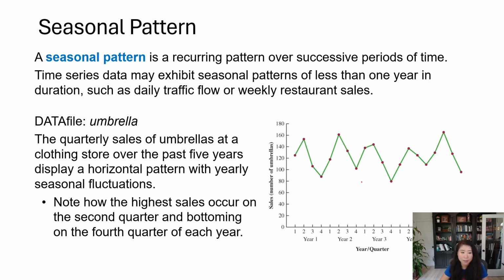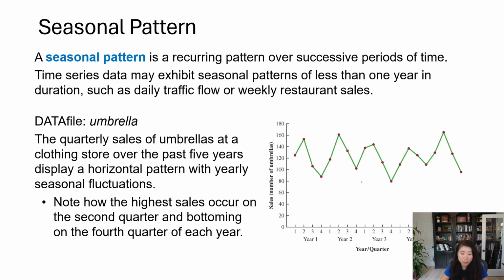And what I'm illustrating here is umbrella sales. As you can see, we do see the up and down. I think a lot of students get confused between the horizontal pattern and the seasonal pattern, right? The big difference here is that you see repeated cycles, right?